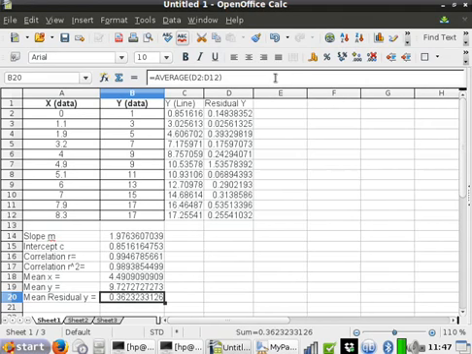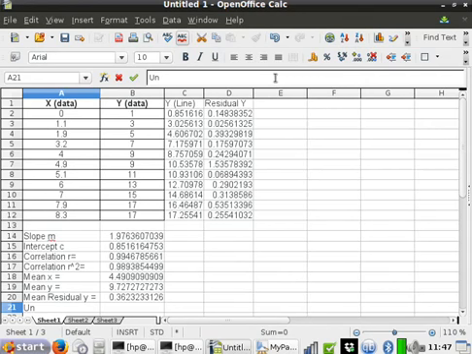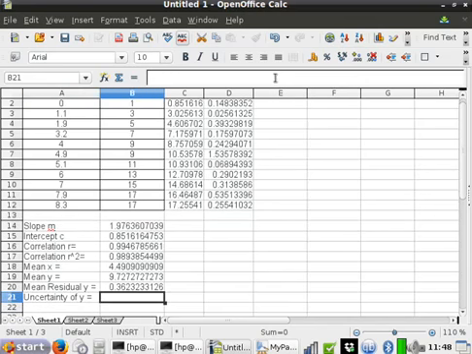Do you have the average calculated? Now, this is our first uncertainty calculation. The great thing is, once you've done that mean residual of y, it's very easy now to get the uncertainty. The uncertainty of y is just twice that number you calculated. It's as simple as that.